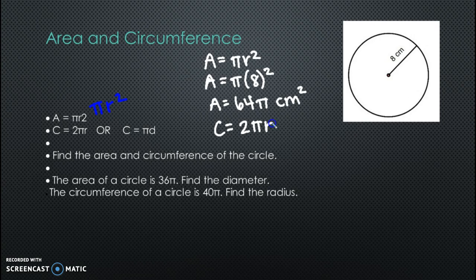For the circumference, just because I'm given the radius, I'm going to use the 2 pi r equation, which is 2 times pi times the radius 8, which is 16 pi, and again, we'll leave it in terms of pi. So we have 16 pi centimeters for the circumference.